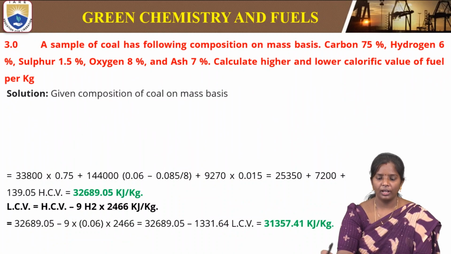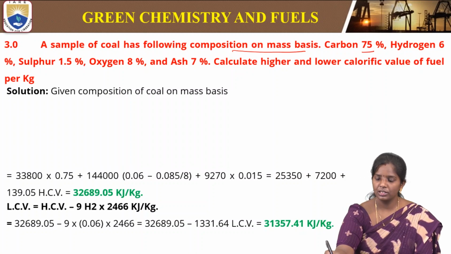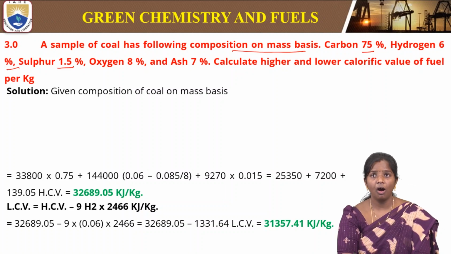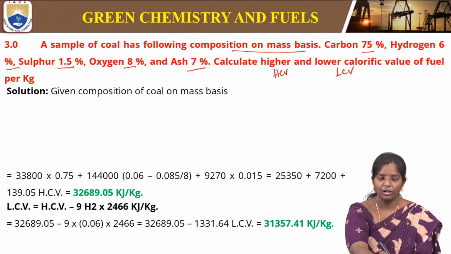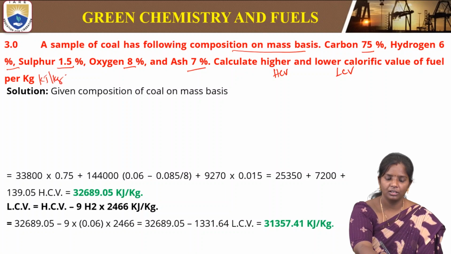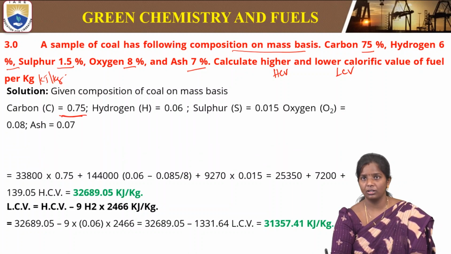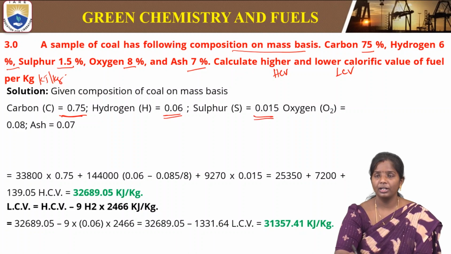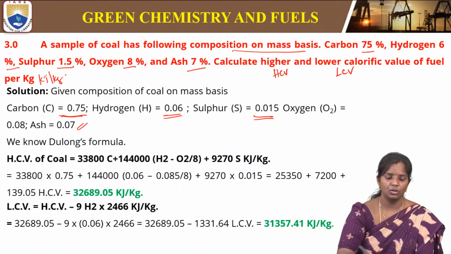Next, a sample of coal has the following composition on mass basis. The carbon is 75%, hydrogen is 6%, sulfur is 1.5%, oxygen is 8%, and ash is 7%. Calculate the HCV and LCV values of the fuel, kilojoule per kg. So the given composition is converted into values: carbon 0.75, hydrogen 0.06, sulfur 0.015, oxygen 0.08, and ash is 0.07.